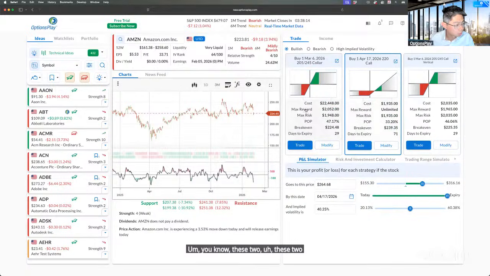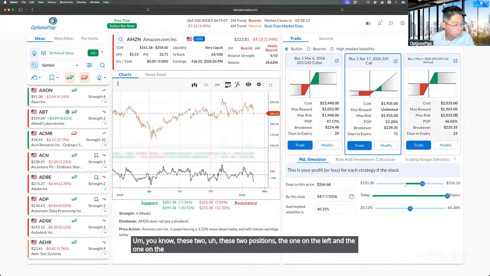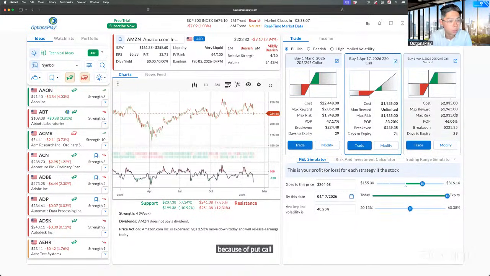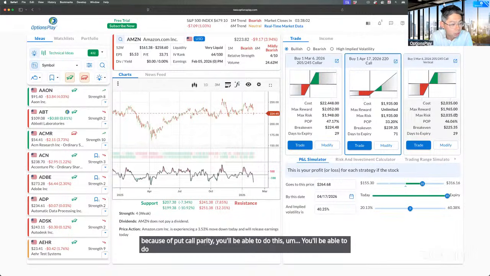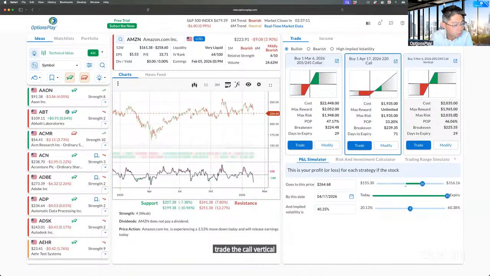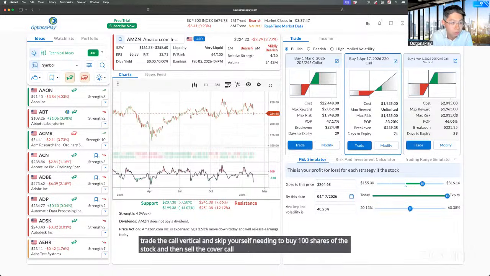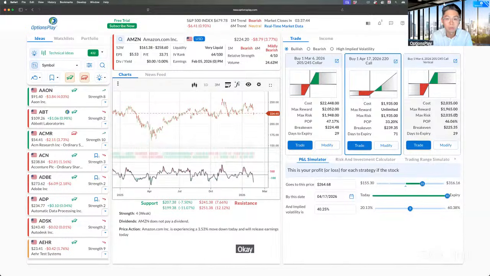these two positions, the one on the left and the one on the right, are virtually identical because of put call parity. So for example, if you don't own the stock and you just want a payoff diagram very similar to what we're doing here, you could just trade the call vertical and skip needing to buy 100 shares of the stock, then sell the covered call and buy the put option. Okay? Does that make sense, everyone? Please type 3 into the chat window if that makes sense to you.